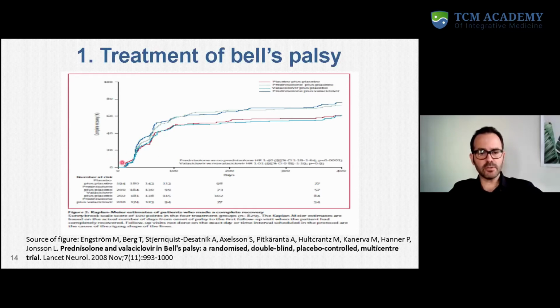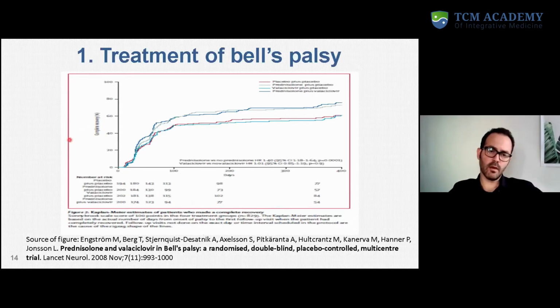What's quite interesting about this study is that, first of all, this study showed clearly the role of steroids, in this group of steroids with placebo and this group of steroids with antiviral drugs, as compared to placebo or only antiviral drugs plus placebo. So one very obvious conclusion from this study is that antiviral agents don't have any role and do not support the recovery of Bell's palsy patients.